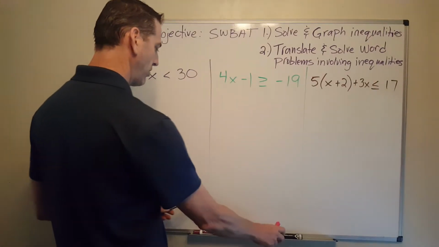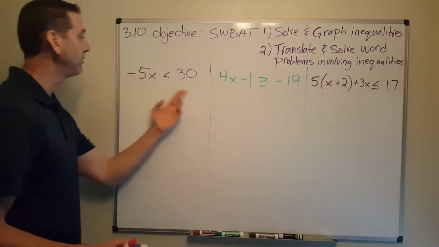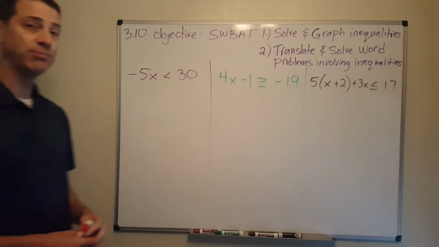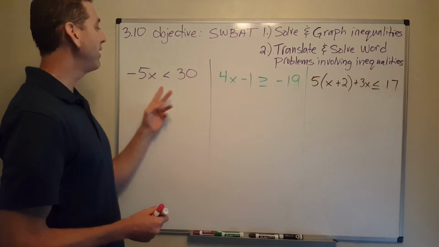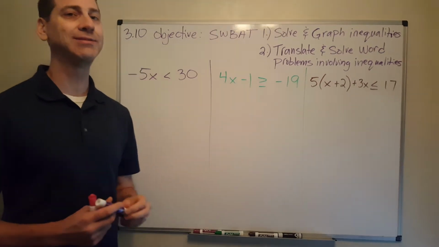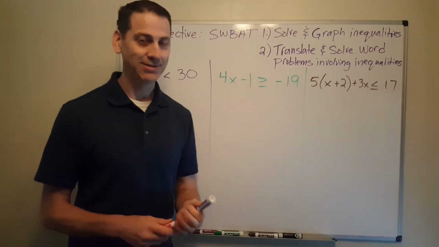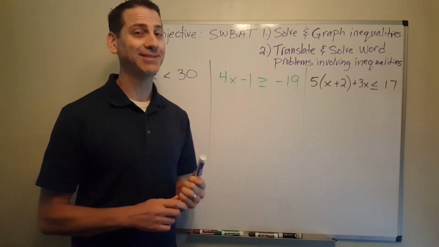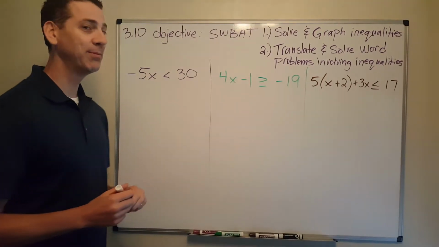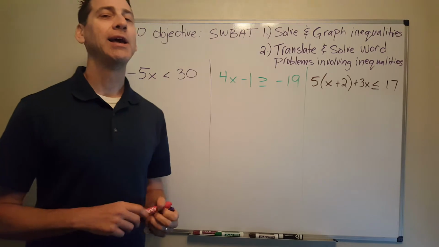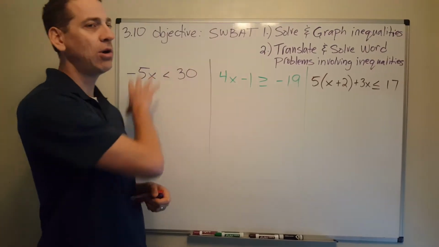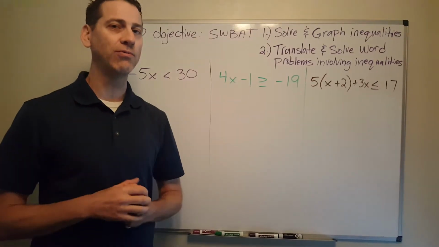Okay, so first, let's take a look at this very first one. Looks pretty simple, right? We got negative 5x is less than 30. What's the solution? Maybe I should say, what's the solutions? All right, well, what's the first thing I'm going to do here? Go ahead and pause the video, and I want to see if you can solve this inequality on your own. Go for it.